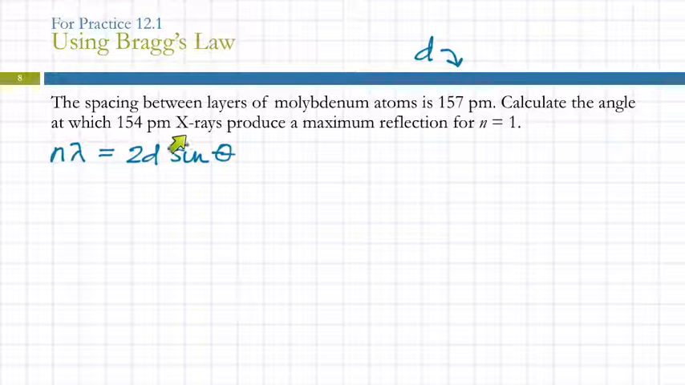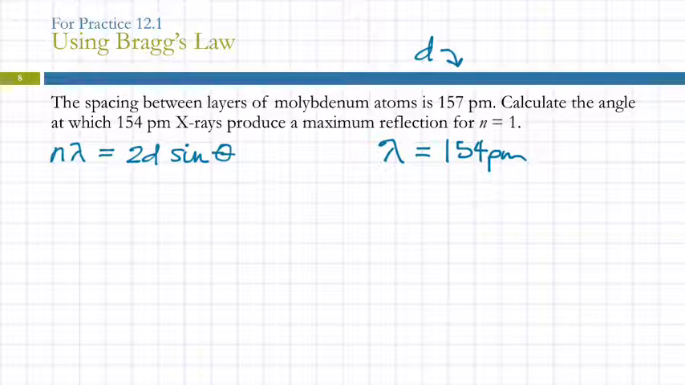154 picometer X-rays. What is this? That's the wavelength of the X-rays. Well, I'll just write it over here. Lambda equals 154 picometers. And we're supposed to find the angle where we get a maximum reflection, where we get constructive interference for n equals 1. So we know what n is, we know what lambda is, we know what d is, we need to solve for theta. So I'm going to rearrange the equation.